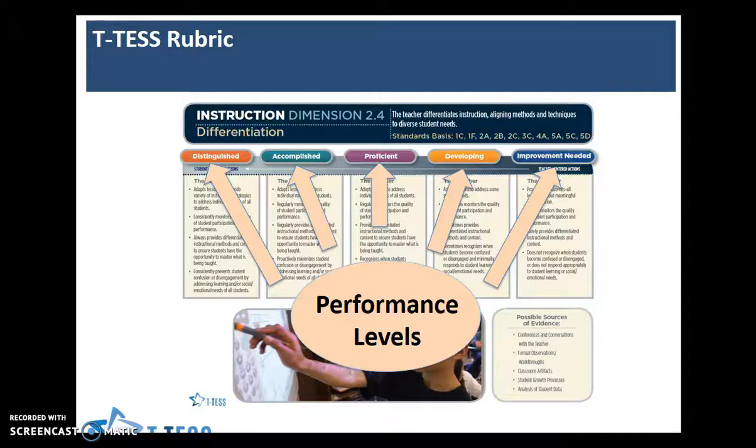We will see a bell curve with T-TESS evaluations. This is a culture shift in Texas. If teachers are proficient and rock solid, then we will see a bell curve which indicates there are some that fall in the accomplished and distinguished levels and others that will be developing.